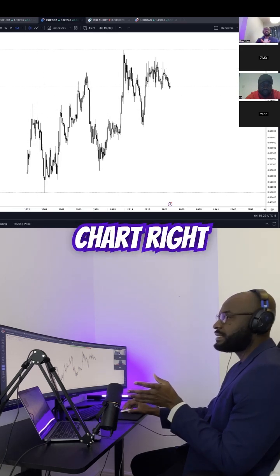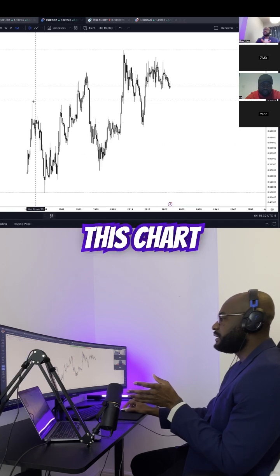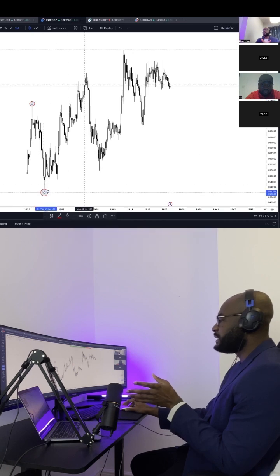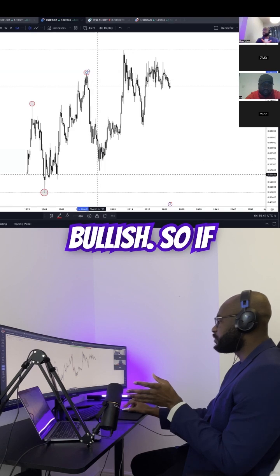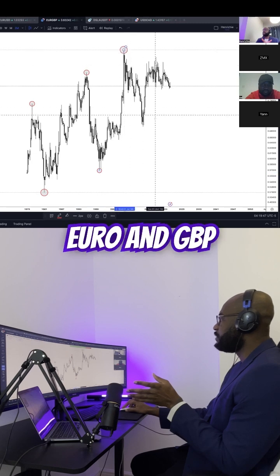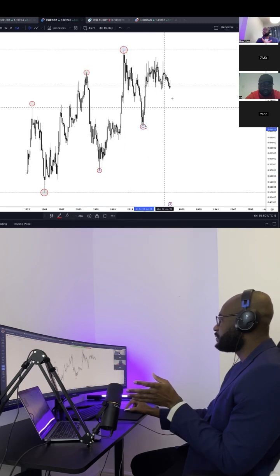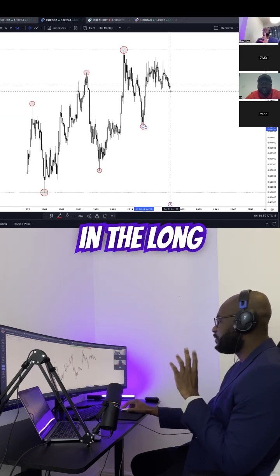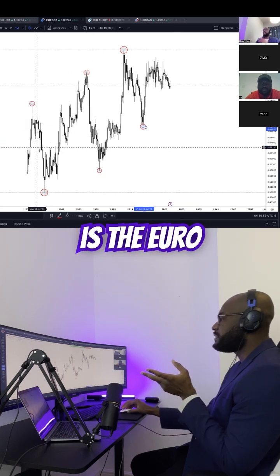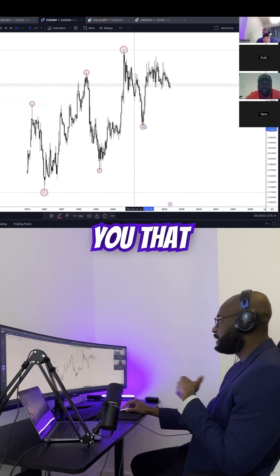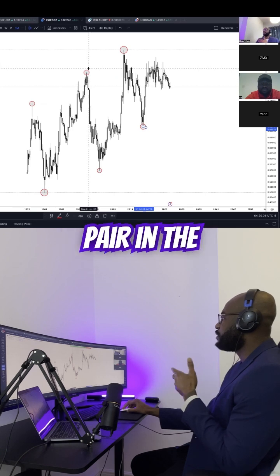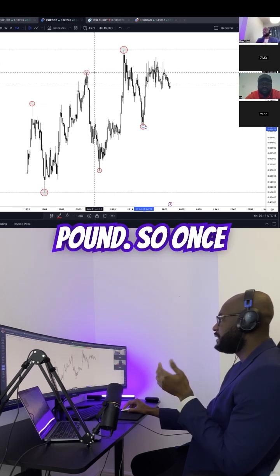You just analyze this chart right here, and as you can see, this chart is consistently creating higher highs and higher lows, which shows that Euro GBP is bullish. So if Euro GBP is bullish, which pair between Euro and GBP is the stronger pair? It's going to be the stronger pair to deliver more profit in the long term. The Euro. Exactly, the Euro, because this is the Euro against the pound. So this right here is already giving you that telltale sign that Euro is going to be the stronger pair in the long term that will deliver more profits than the pound.